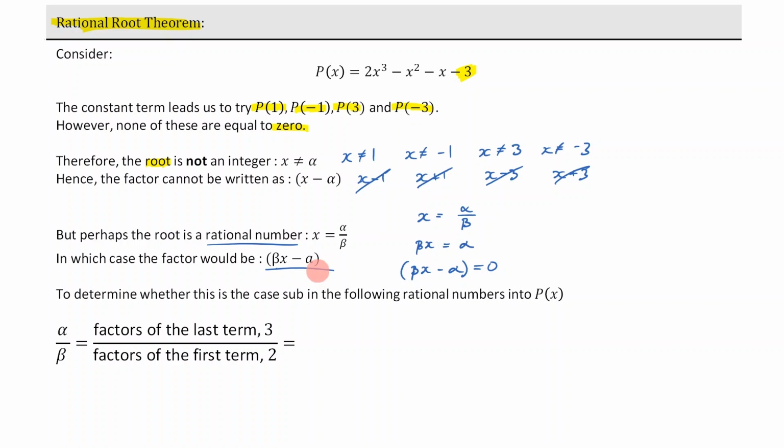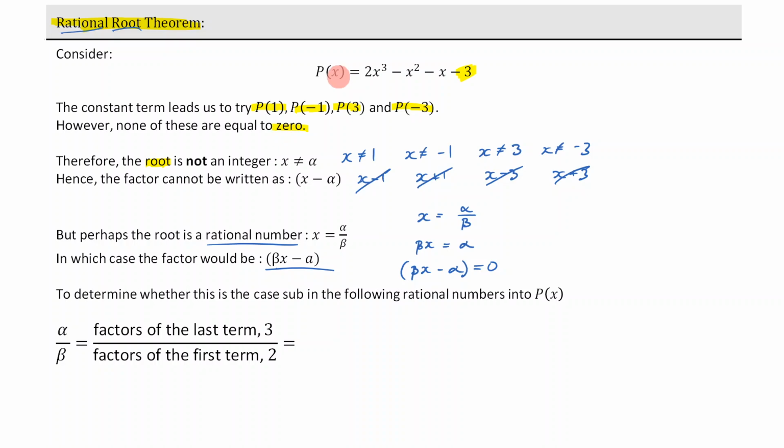Okay, so what we just went through there is something really important. We've just gone through the thinking behind using the rational root theorem. So the rational means it's going to be a fraction. So the root is going to be rational, the rational root theorem. So we begin by doing what we normally do, subbing in factors of the constant until we get 0 out, but nothing gave us 0 out. So that leads us to the idea that perhaps the root isn't an integer, perhaps it's a rational number, perhaps it's a fraction. So to determine whether this is the case, sub in the following rational numbers into p of x.